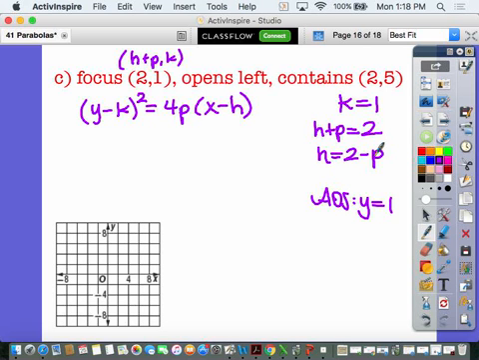So what we're going to do is use this information right here, that h equals 2 minus p. We're going to use k equals 1, and we're going to use the point that the parabola contains and plug it in. Let me recap. I'm going to use the point that they give me. I'm going to use k, because I know what k is. And I'm going to use the equation I just found for h and plug it in. The x and y represent the point that they give me.